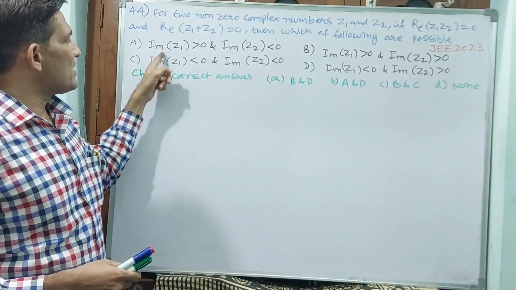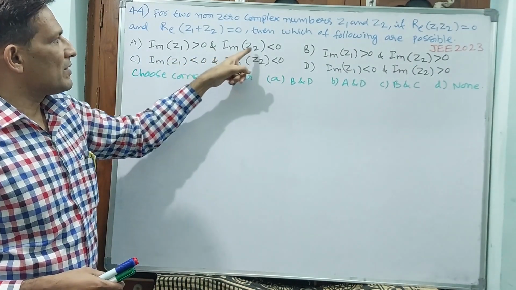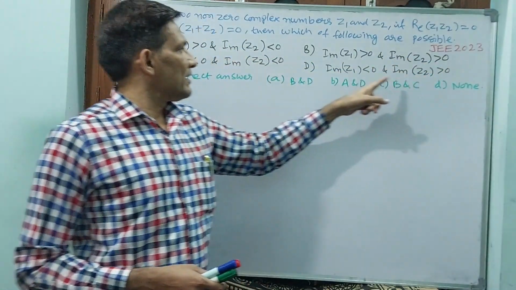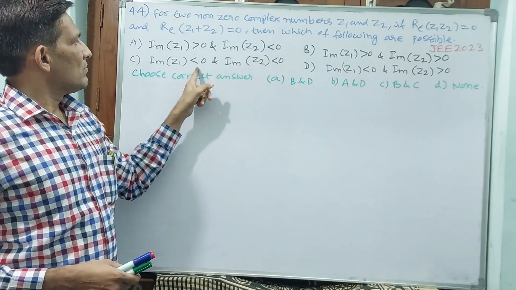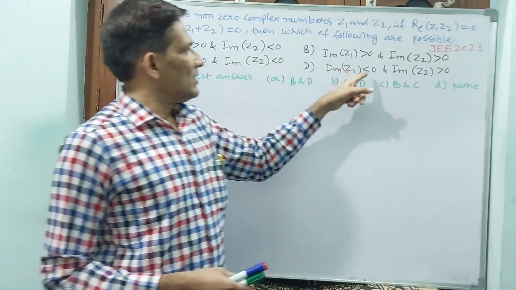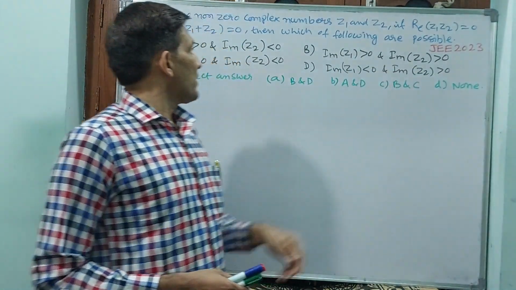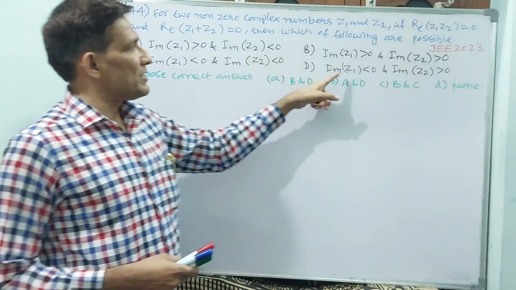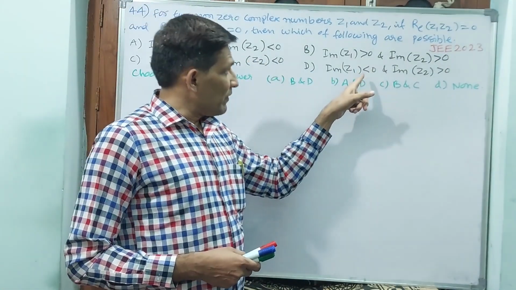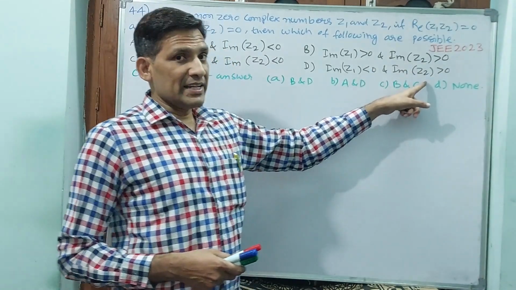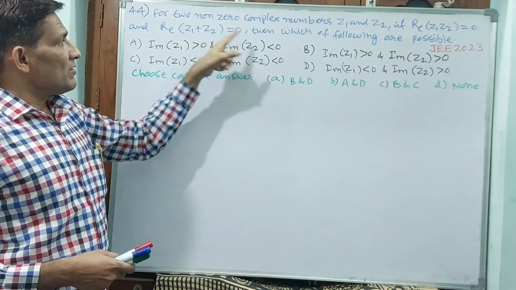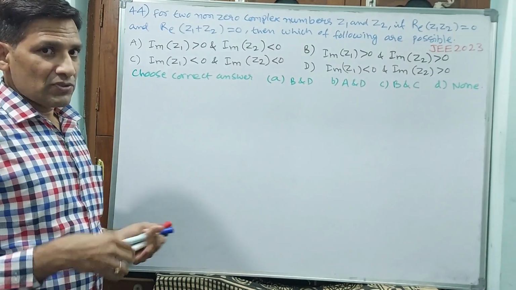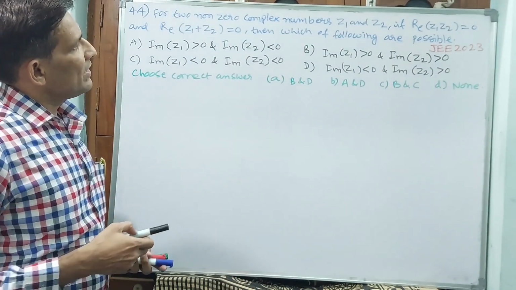Because see, imaginary part of Z1 is greater than 0, imaginary part of Z2 is less than 0. Opposite. Same, greater than, greater than. Same, less than, less than. Less than, greater than. Opposite. Here the imaginary part of Z1 is greater than 0, here the imaginary part of Z1 is less than 0. If it is less than 0, Z2 should be greater than 0. If it is greater than 0, Z2 should be less than 0. Like that, separations are there.